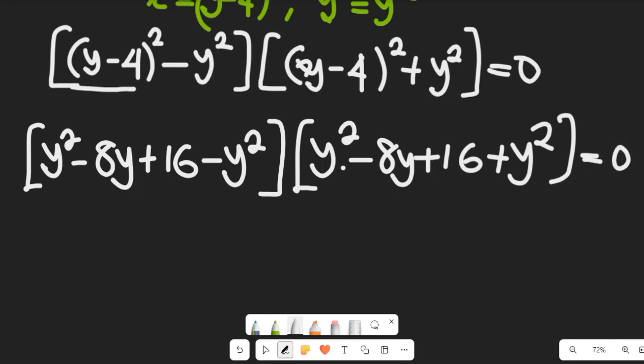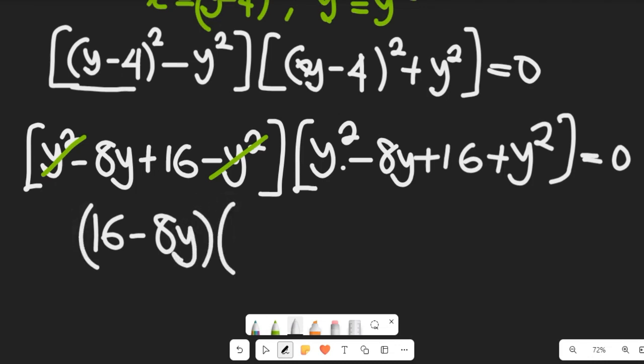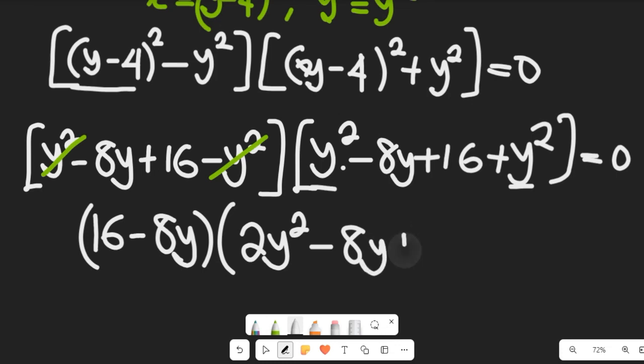Great. Now if we simplify this, you can see that this y squared will clear this y squared. Then we'll be left with 16 minus 8y, and this will be multiplied by 2y squared, because this plus this is 2y squared, minus 8y plus 16, and all this will be equal to 0.